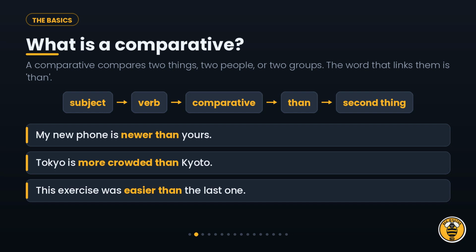So what exactly is a comparative? A comparative is the form of an adjective that compares two things, two people, or two groups. The structure is very regular. You take a subject, a verb, the comparative adjective, then the word than, and then the second thing. My new phone is newer than yours. Tokyo is more crowded than Kyoto. This exercise was easier than the last one. Notice that the word than appears in every one of those sentences. Than is the signal that a comparison is happening, and you will see it again and again in this lesson.